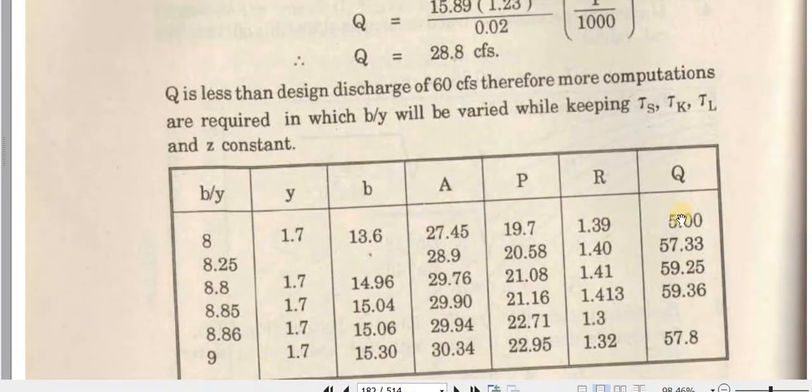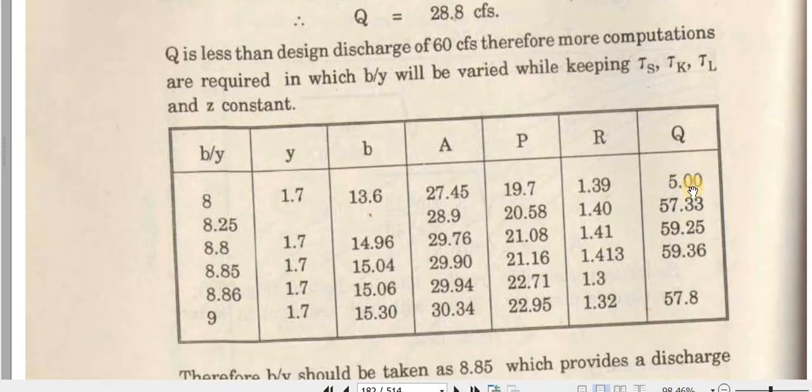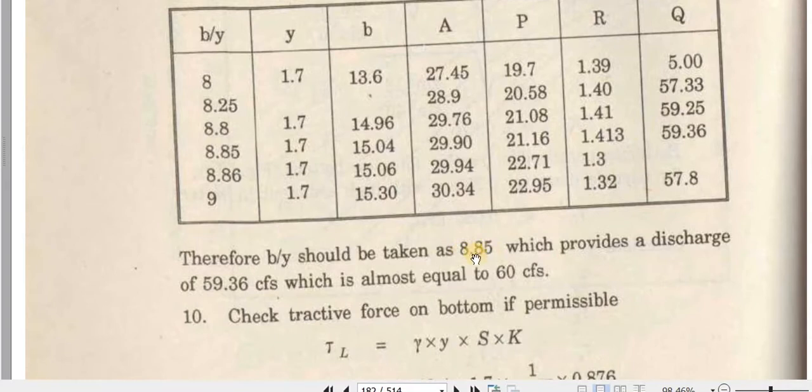Y, b, area, it is a little bit less, it is 55 or 57. Keep it 8.25, it is 57. 8.8, so at 8.85 it is 59.36. That is a suitable design with 1.7 y and b 15 and so on. So this design is suitable. At 8.85, the design is suitable.